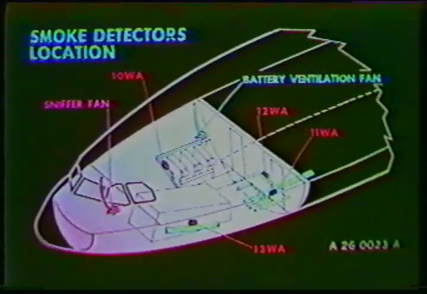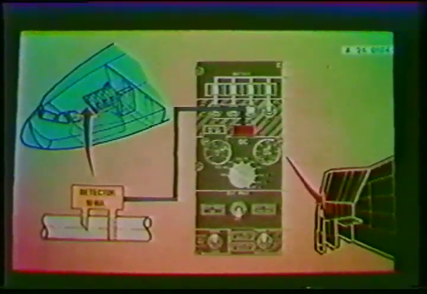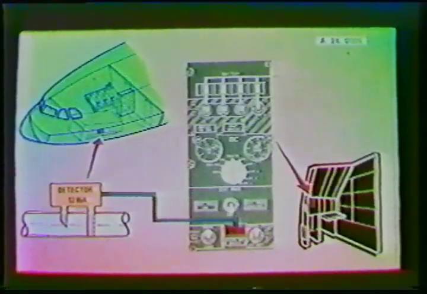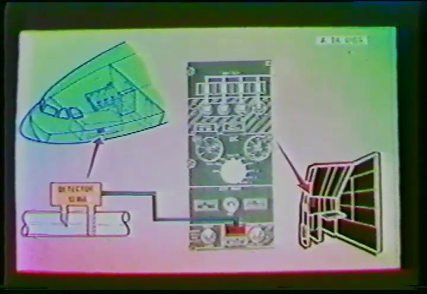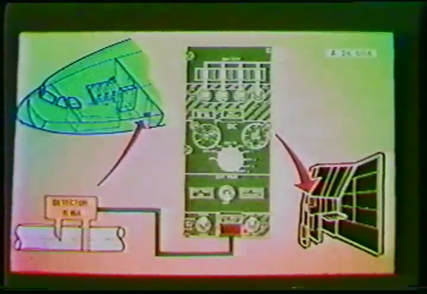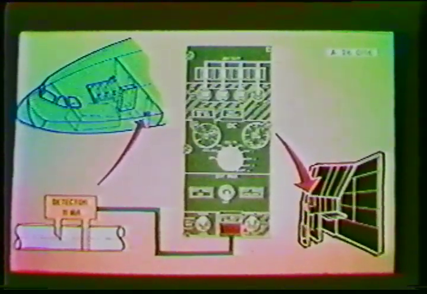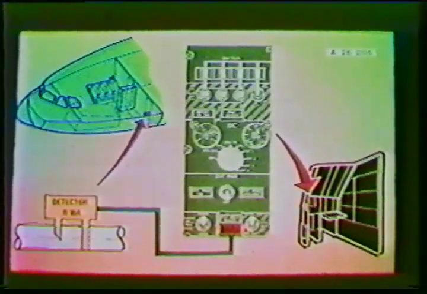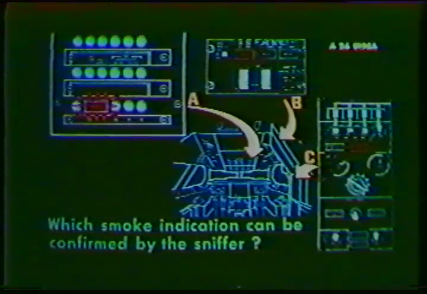The battery smoke detector is associated with the battery smoke light on the electrical panel. A detector monitors the airflow coming from behind the captain and first officer's instrument and circuit breaker panels. This detector is associated with the flight deck smoke light. The last detector monitors the main bay airflow. It is associated with the main bay smoke light, also located on the electrical panel. Which smoke indication can be confirmed by the sniffer?